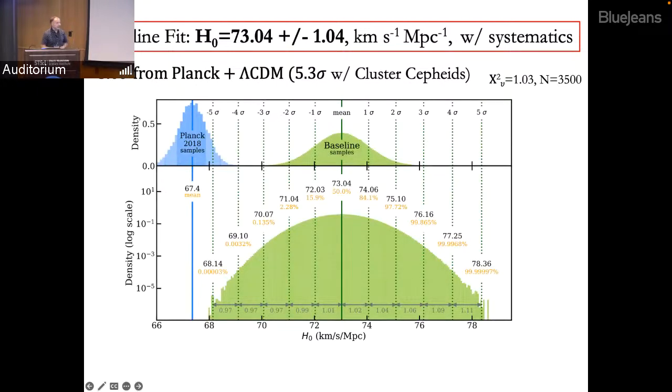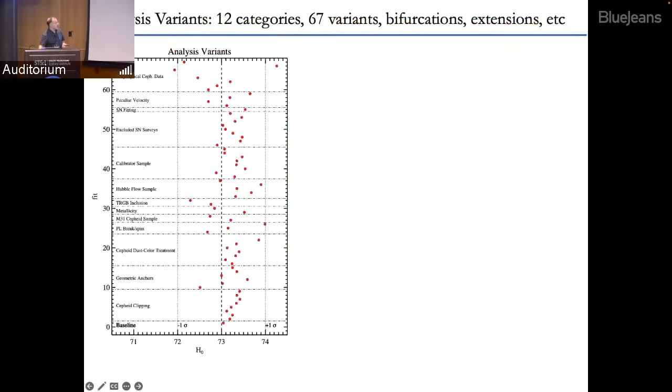To really convince yourself, you have to run MCMC samples out to 100 million samples to check the tails. And indeed, we are 5 sigma from Planck, but with a very good fit internally to the data, as you can see from the chi-square. Okay, so that's the result, the baseline result.